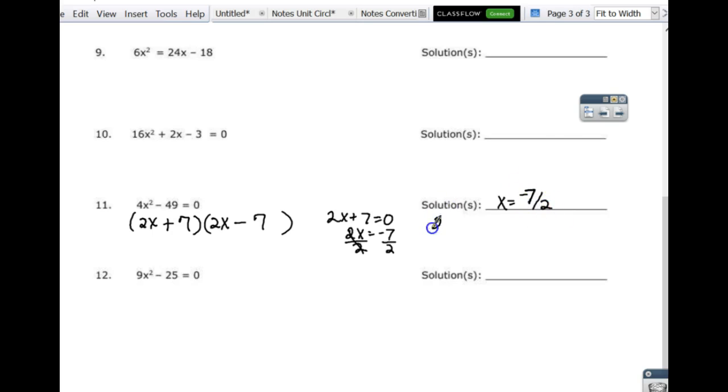And if I do the same thing with 2x minus 7, I get a positive 7 over 2. So all of you do the next one, which is exactly the same.